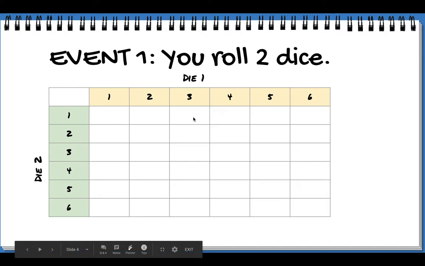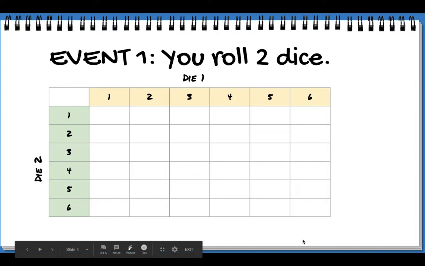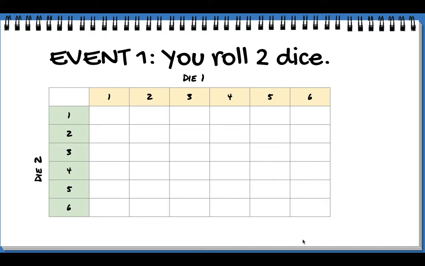Well, you can see that we end up with a nice table here, or an array, and there are blank cells. There are 36 of them. So that means there are 36 possible outcomes for when you roll 2 dice together.